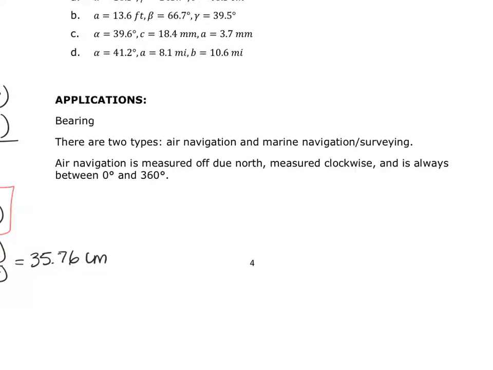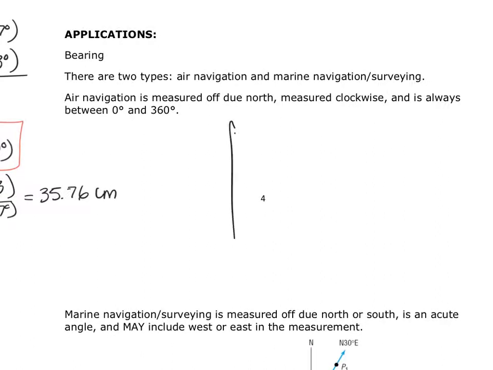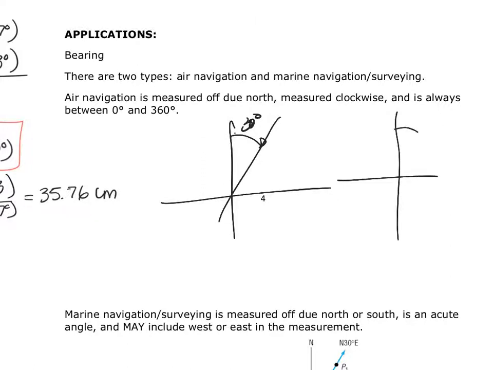So in air navigation, everything is off of the due north. If you're doing an airplane, they're going to tell you it is 30 degrees off the north. So when you do airplane navigation, it's always off of the north. If you say it's 120 degrees, it is off of the north, 120 degrees, and it is a clockwise rotation.